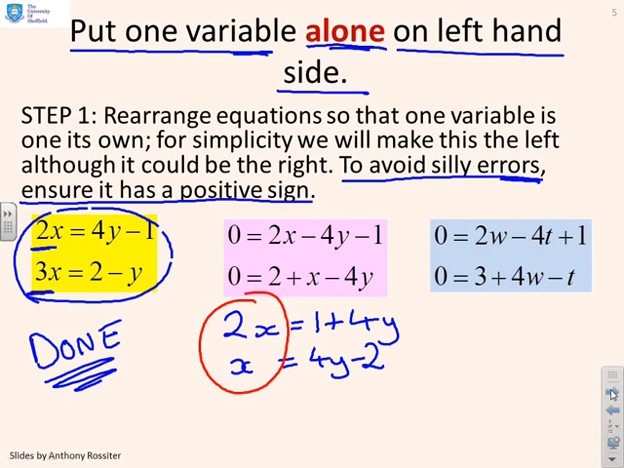Now this one was written in terms of w's and t's, and I'm going to move the w's. You might want to choose the t's, but I'm going to choose the w. So what do we get? We get 2w equals 4t minus 1 from the top one, or 4w equals t minus 3 from the bottom one. So again, you see, on their own, I've got the w variables and everything else on the right hand side. So that's step 1. Rearrange the equations so they have some form of standard format.